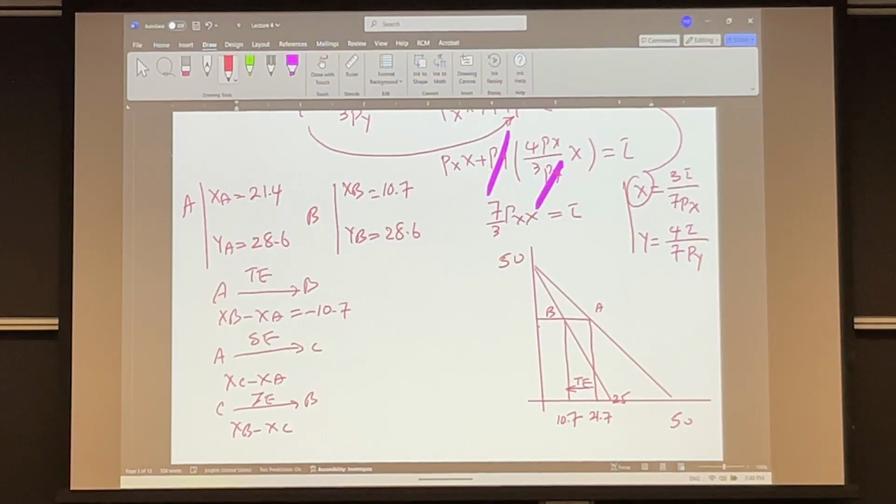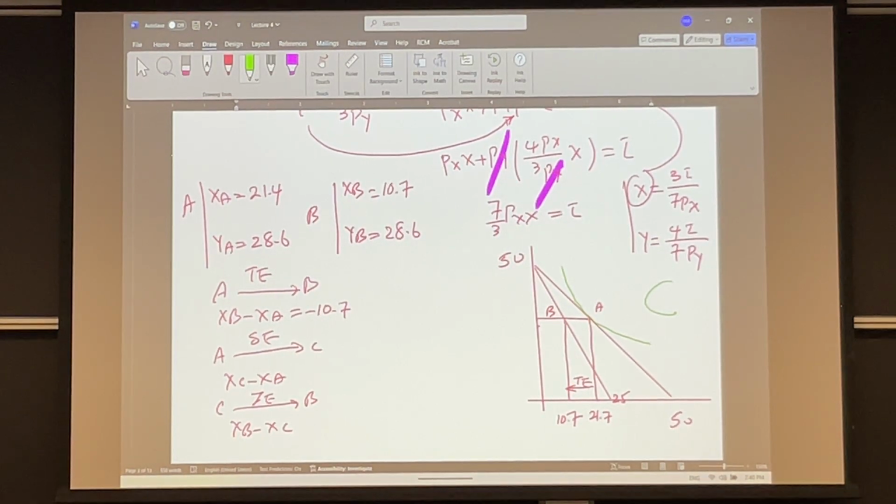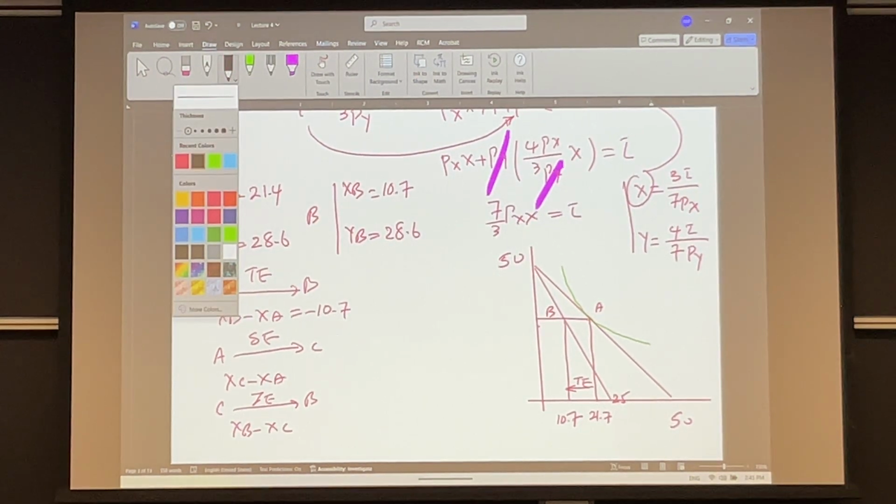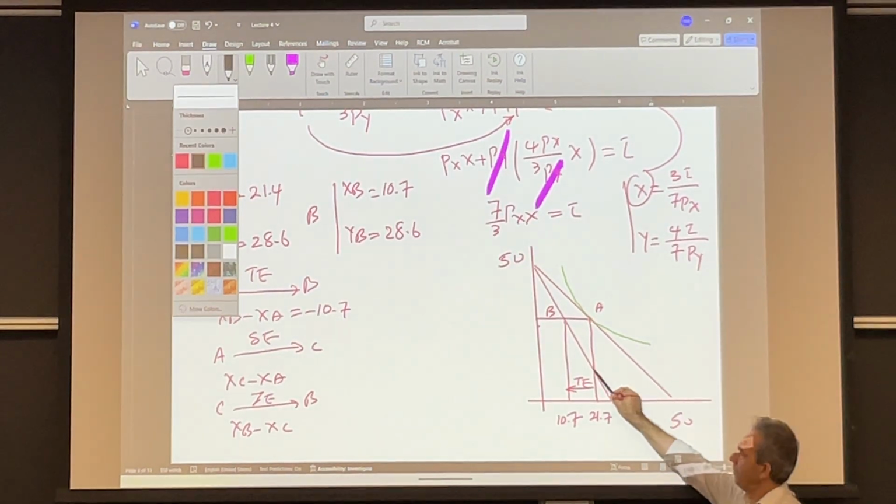To find the substitution effect, we need to graph the initial indifference curve. As I said, don't graph it too curved. If you graph it too curved, A and C will be so close, very hard to show then, right? Graph it less curved, more flattish. That's the way you should graph it. And then try to eliminate the income effect. How do you eliminate the income effect?